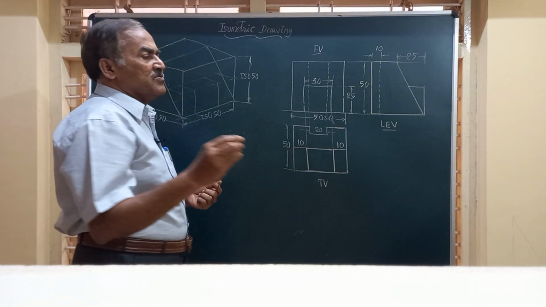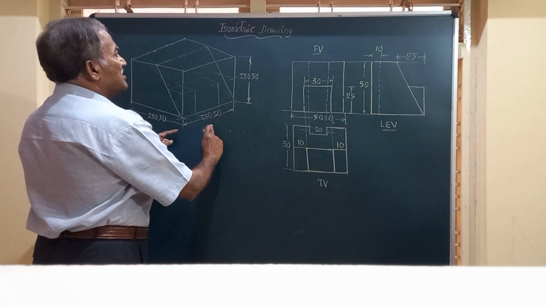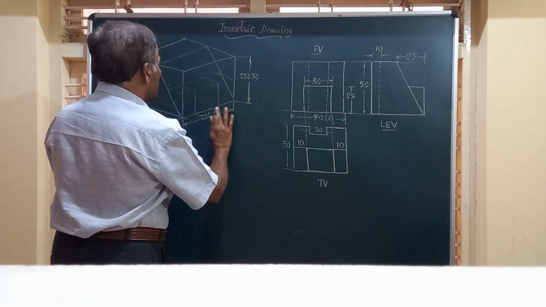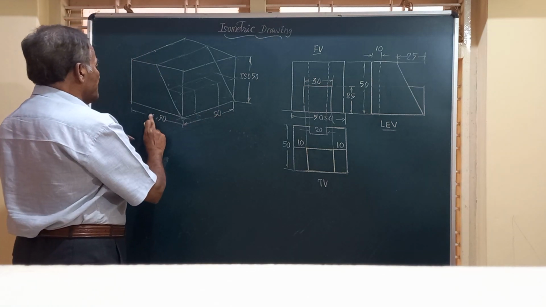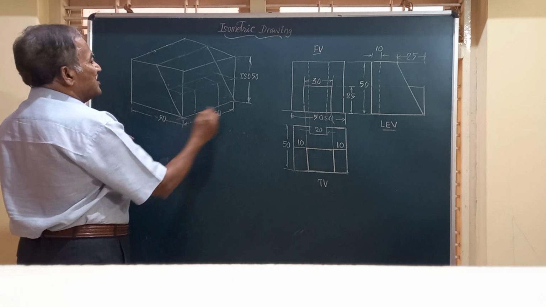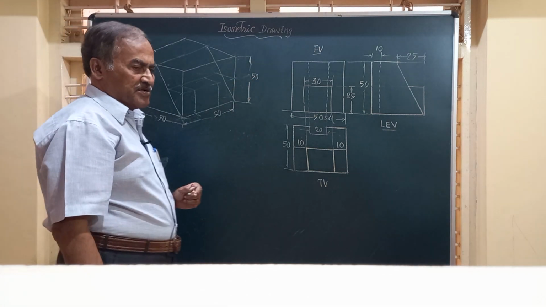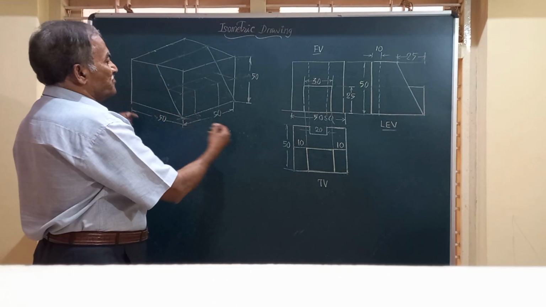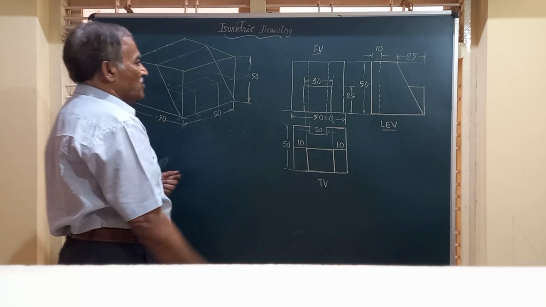So first of all, we will construct a box with dimension 50. Since it is isometric drawing, we'll just take 50. So 50, and here it is 50, and height is also 50. So all these dimensions are 50. So you get the front view on this, top view on this, left hand view on this.